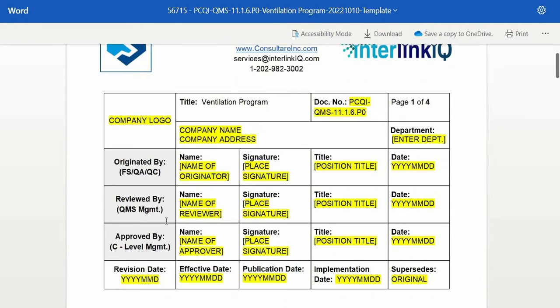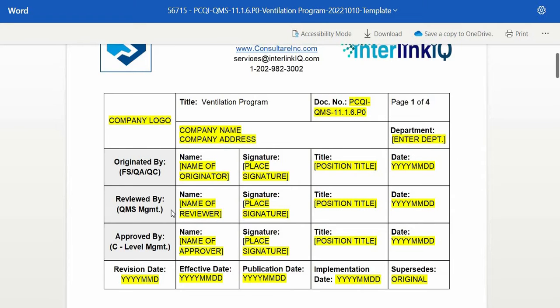For the originated by section, it can be the food safety, quality assurance, or the quality control personnel of the company. The originator ensures the implementation of the quality management and document control system. Enter the name of the originator, affix the signature, input the position title, and the date originated.